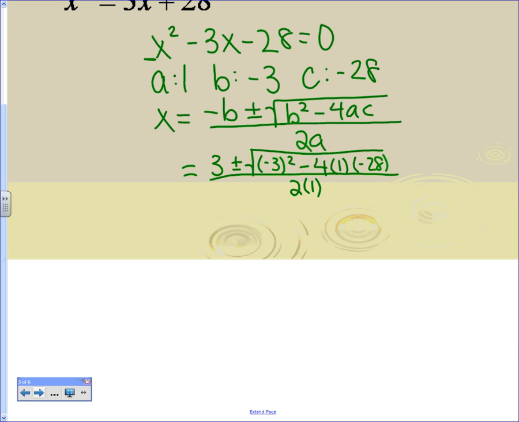So now do you see how you got to know the quadratic formula to be able to plug it in? You don't want to have to derive the quadratic formula for all of these. It's a lot quicker to learn the formula. Okay, so 3 plus or minus the square root of what?